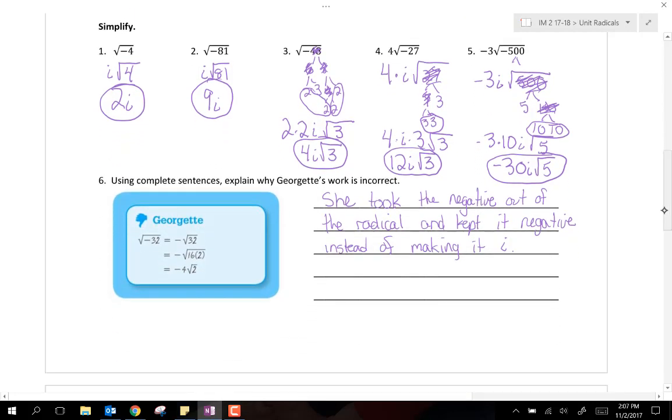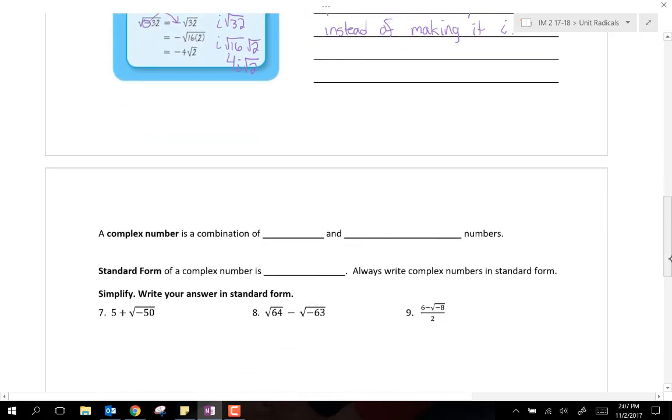Use complete sentences. Explain why Georgette's work is incorrect. She took the negative out of the radical here and just placed it outside, which is not right. We need to take the negative out and make it i. You need to poke out your i. So we should have an i times root 32. And then that's 16 and 2, so it's 4i root 2, not -4. So that's how we deal with the negative underneath.